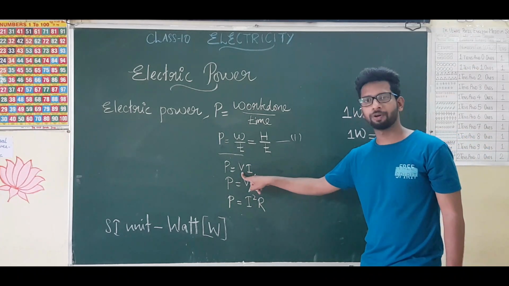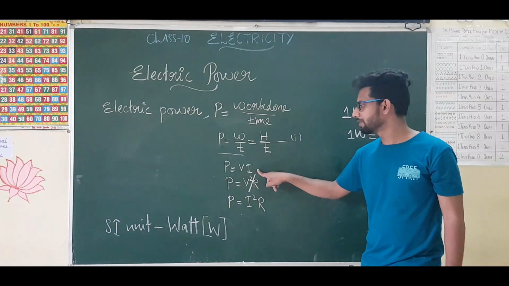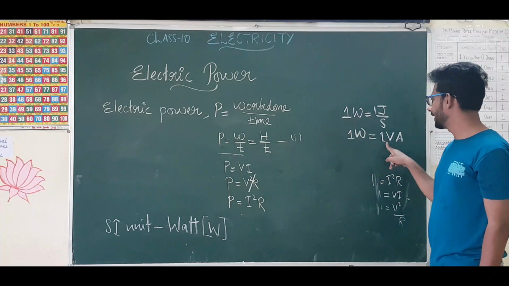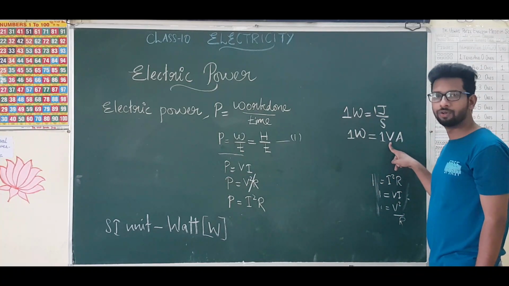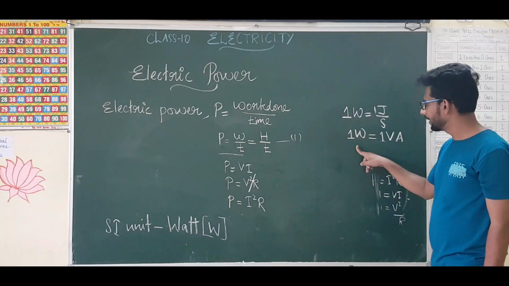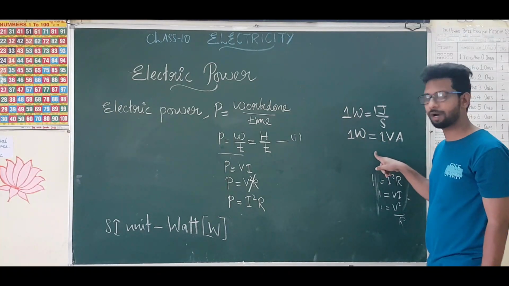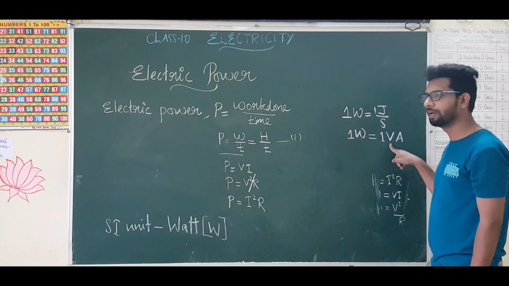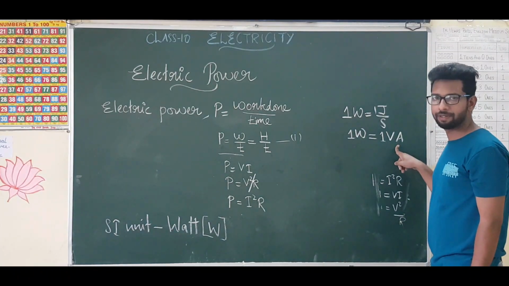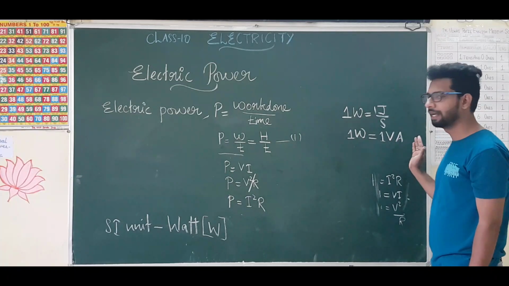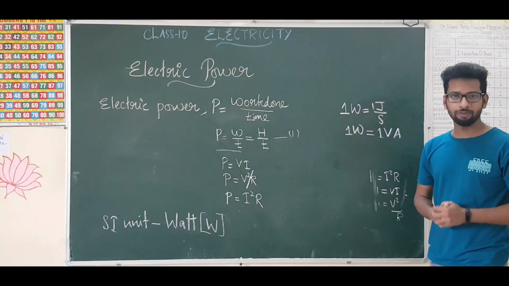What is the unit of potential V? That is volt. Then what is the unit of current? That is ampere. 1 watt can be defined as 1 volt into 1 ampere. In the textbook we have to use this equation. Using this equation we will define 1 watt. 1 watt equal to 1 volt into 1 ampere. So we can define 1 watt.